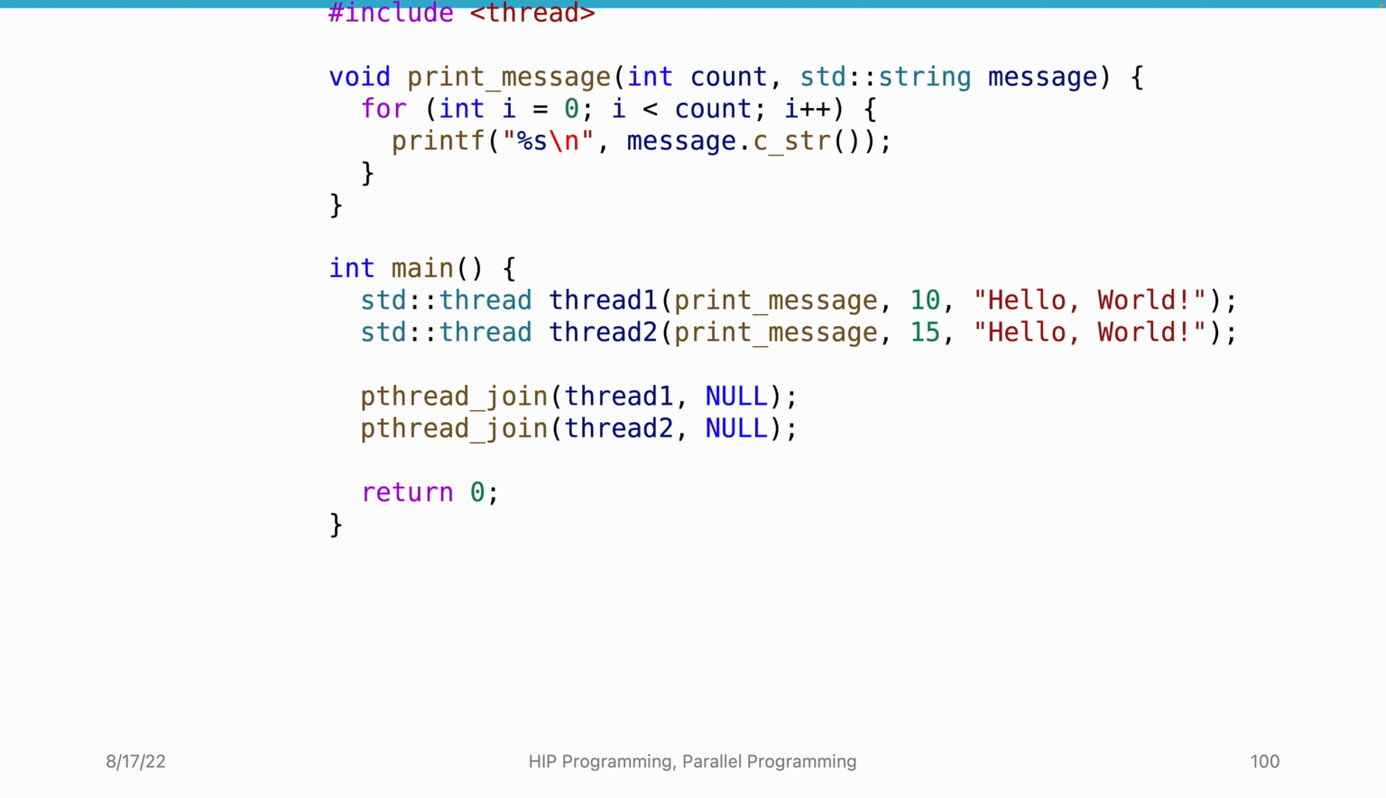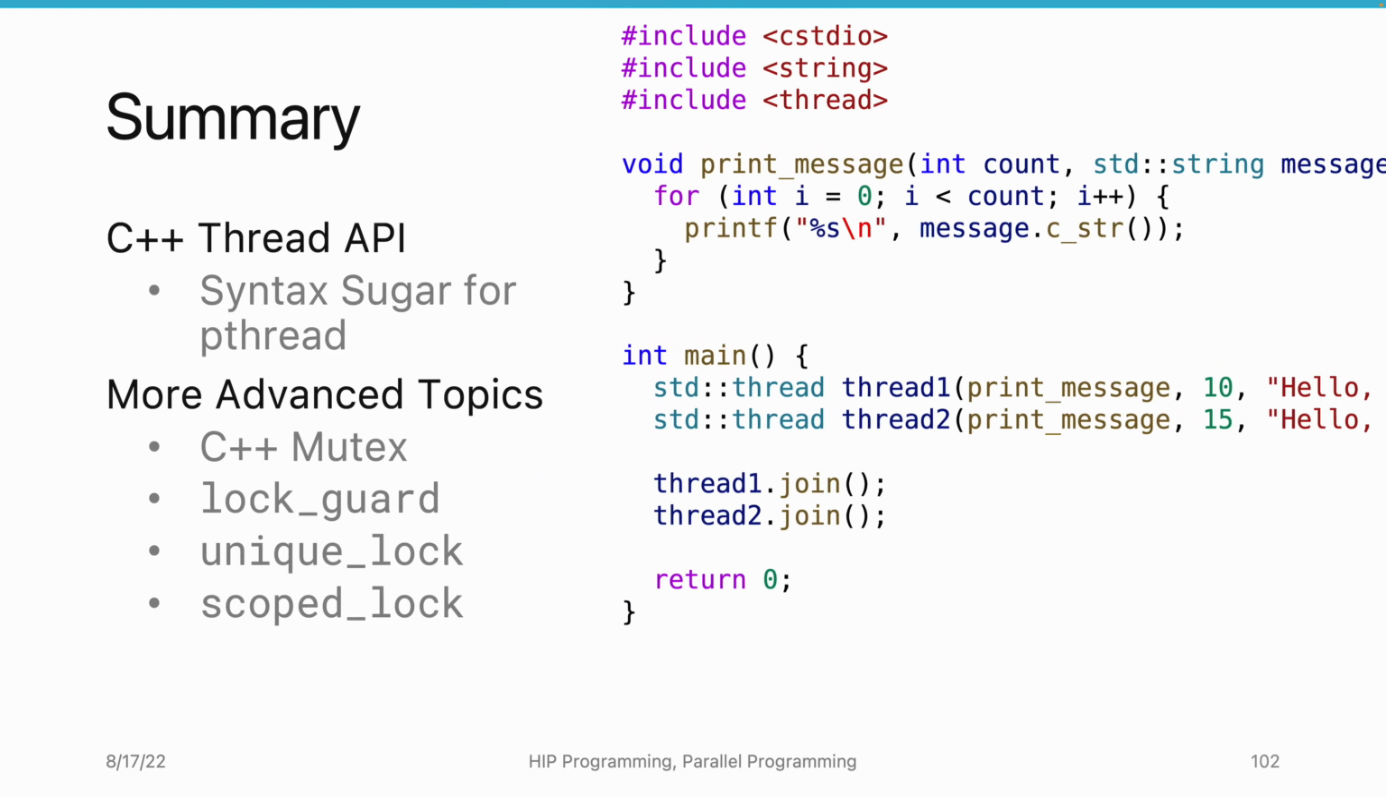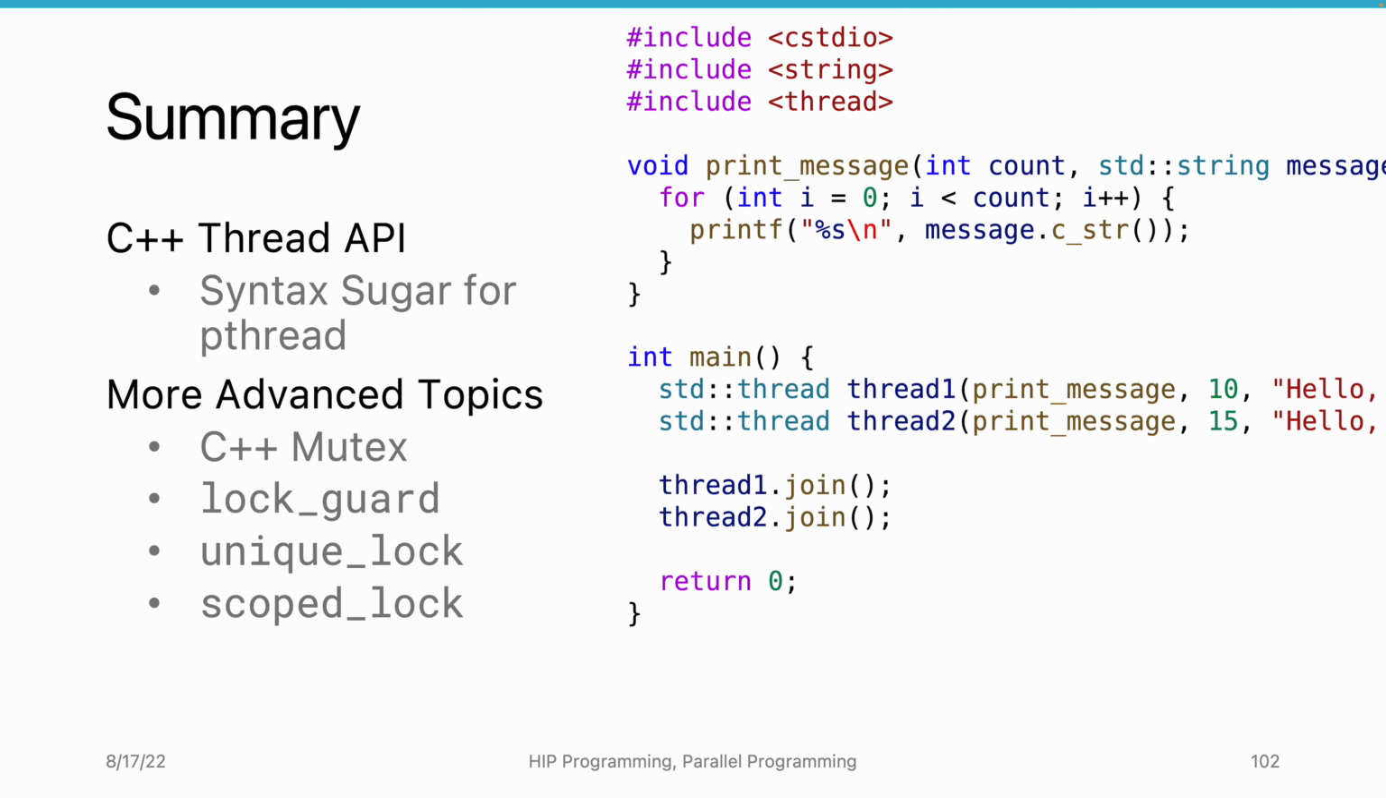The join API is also C++ized. Since a thread is now an object and can have its own behavior, we can now use the member function join to perform its synchronization. In summary, I want to highlight that the C++ thread API is just a syntax sugar for pthread. But you should use it if possible to simplify your code.